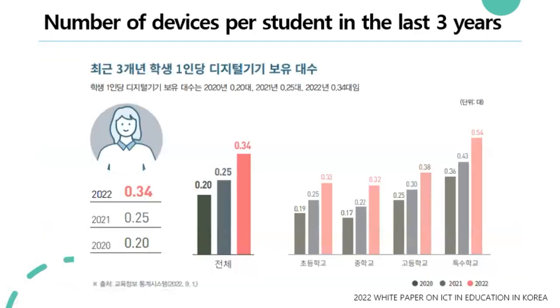This graph shows the number of devices for students over the past 3 years. Although it has been increasing slightly each year, it has not yet reached one device per student. As of 2022, students have about 0.3 devices per student. Recently, each regional education office has started to distribute one device per student.